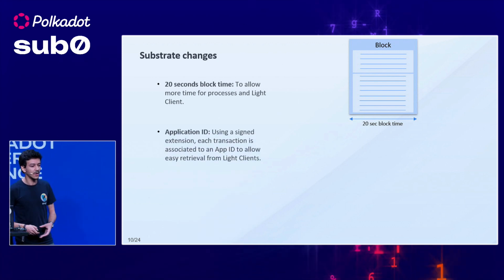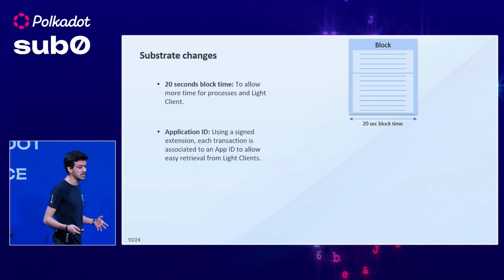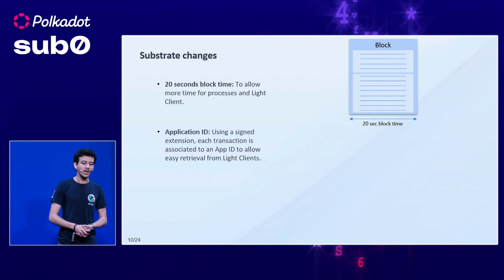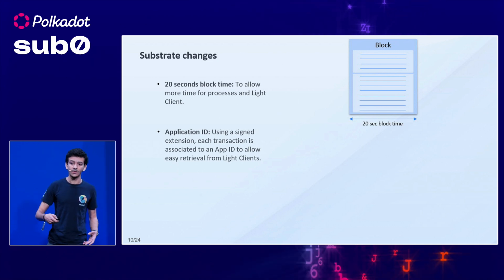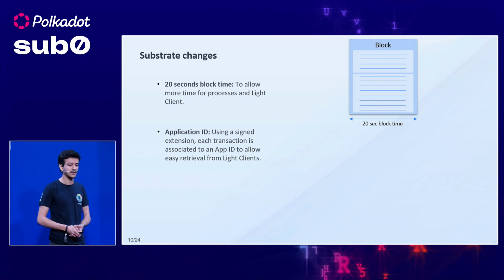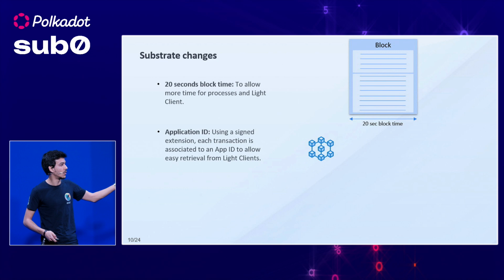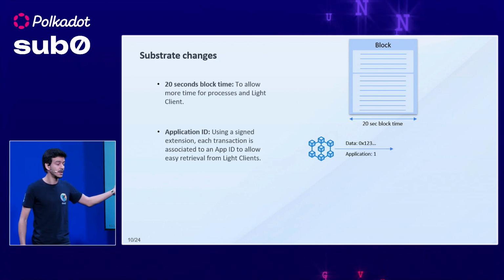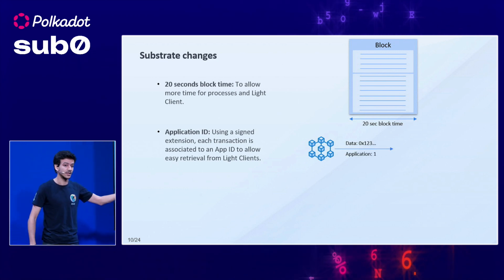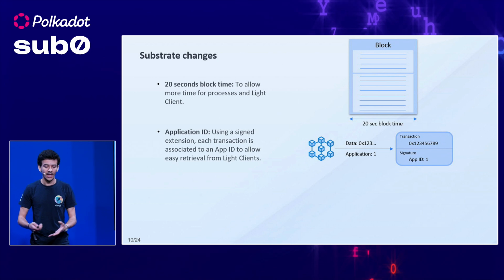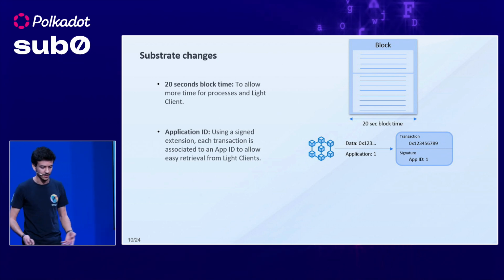Also, as I said before, each transaction is associated, using a sign extension, to an application ID. This will allow easy retrieval from the light clients. So it means that when, for example, a rollup sends some data, it will associate it with an application, for example 1. So we'll have this information in the signature of the transaction.